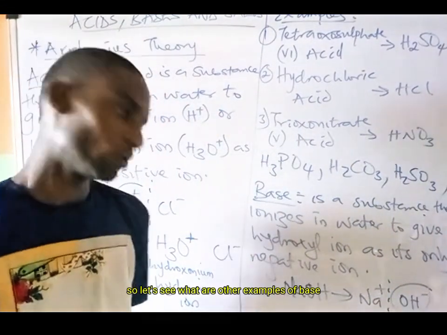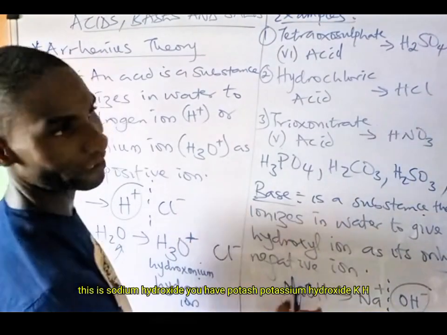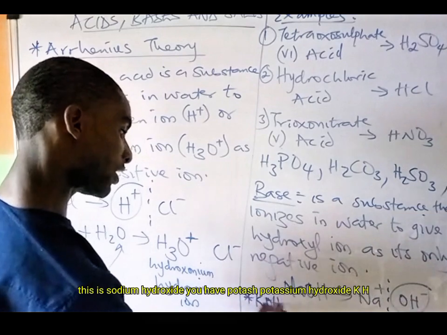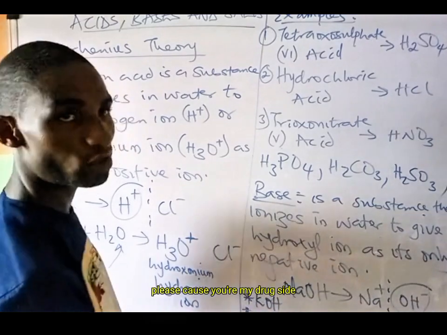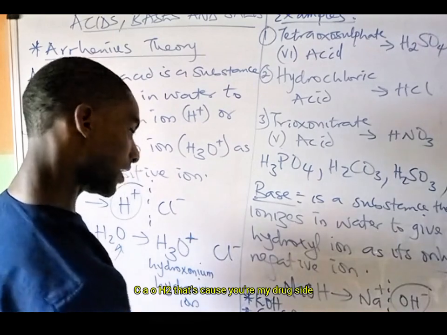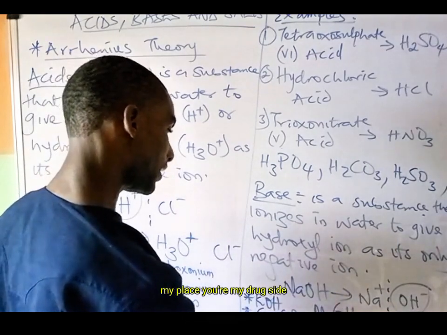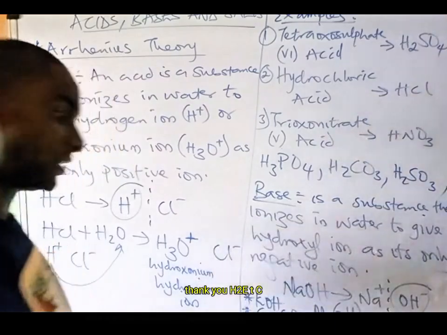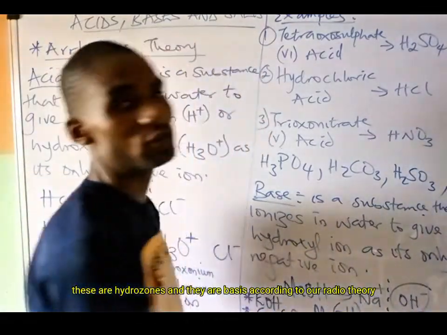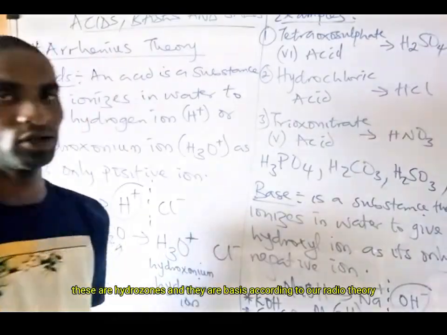Arrhenius theory. So let's see what are other examples of base. This is sodium hydroxide. You have potassium hydroxide, KOH. There is calcium hydroxide, Ca(OH)2. That's calcium hydroxide. Magnesium hydroxide, Mg(OH)2, etc. All right. Now, these are hydroxides and they are bases according to Arrhenius theory.